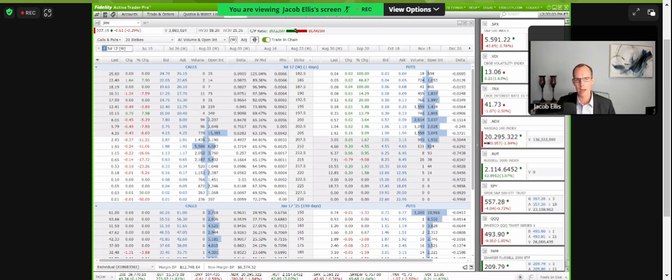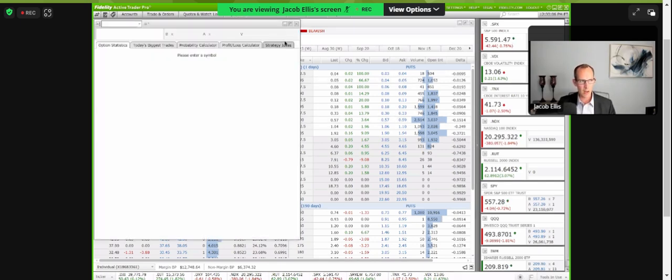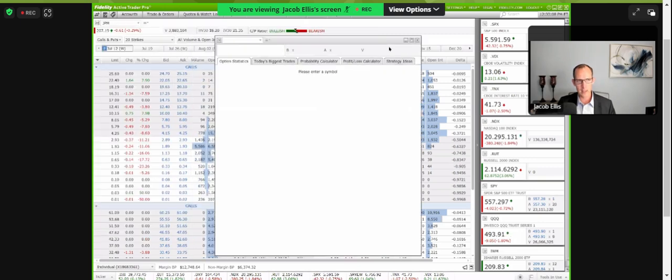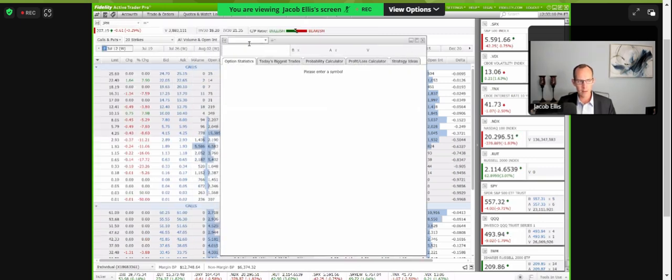There is some rhetoric out there from so-called option experts on the internet that say that when volatility is high, you should be selling. And when volatility is low, you should be buying. And that might be true, but let's take a look and see how one might view those.